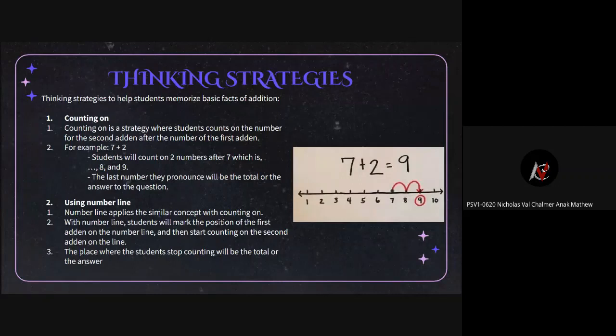And also with number line, students can mark the first position of the first addend on the number line as shown in the picture on the right hand side. And then when they have marked the position of the first addend, they will start counting on the second addend on the line and then finally mark the final total or the sum of the equation. I think that's it. Moving on.